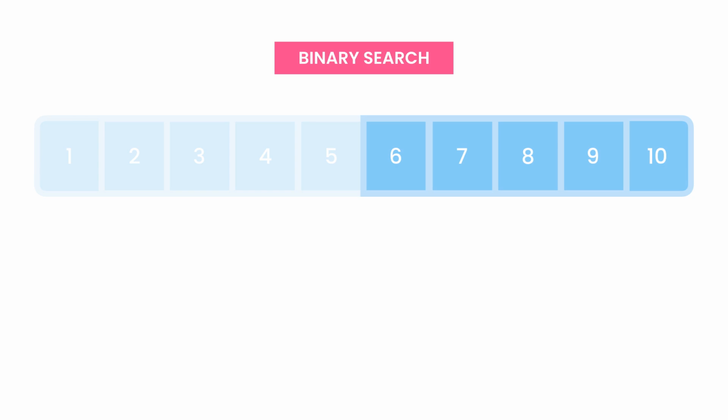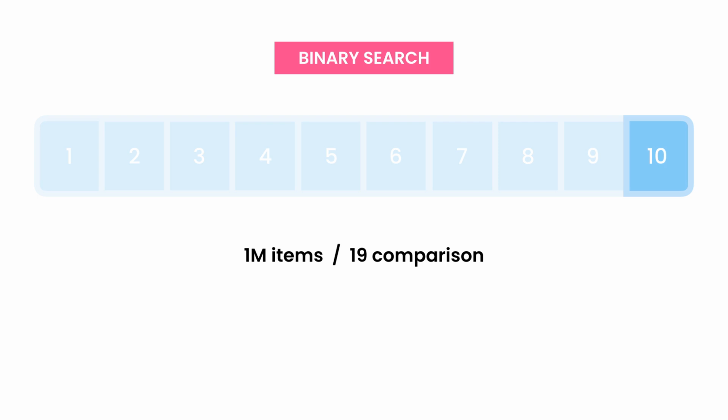Now, in the right partition, again, we look at the middle item. Is it smaller or greater than the target value? It's smaller, so again, we ignore the items on the left and focus on the items on the right. So in every step, we're essentially narrowing down our search by half. With this algorithm, if we have 1 million items in our array, we can find the target item with a maximum of 19 comparisons. We don't have to inspect every item in our array. This is logarithmic time in action.